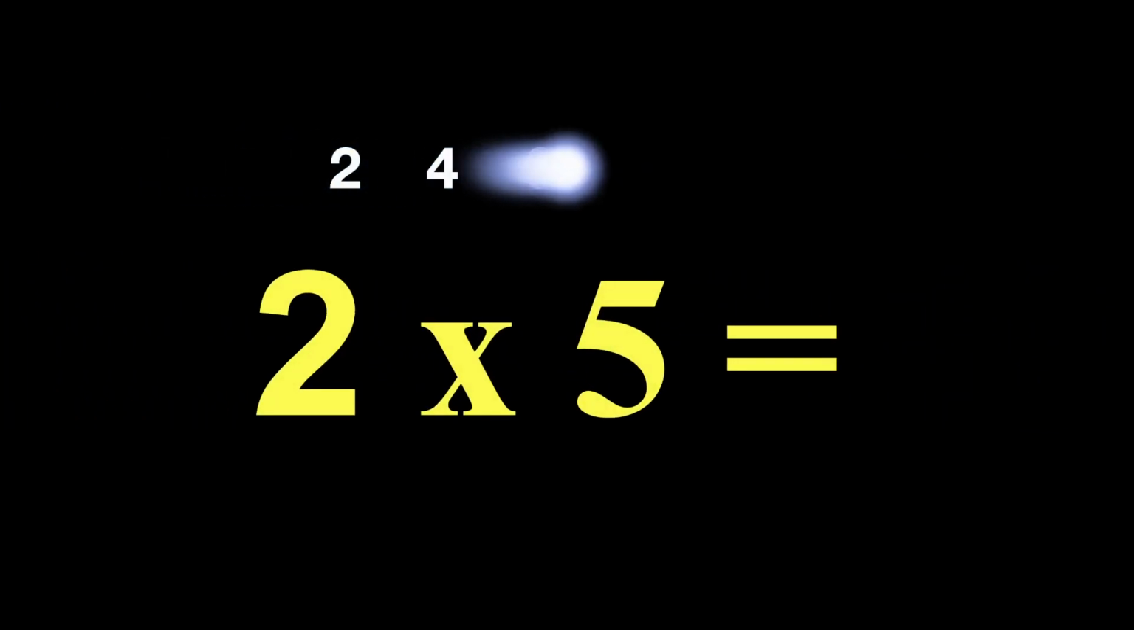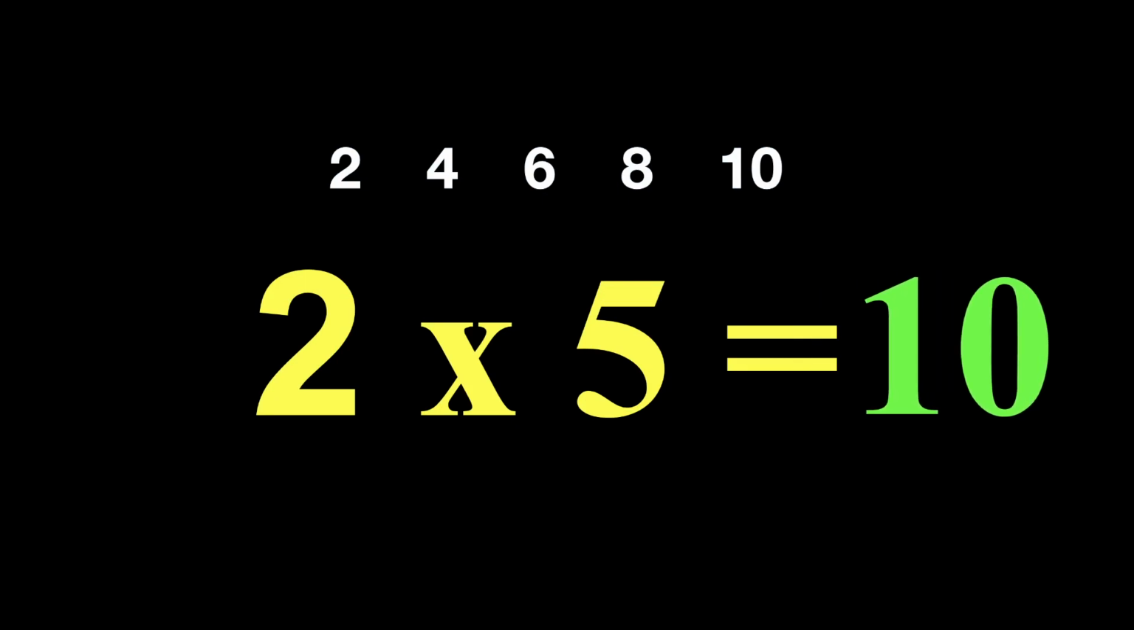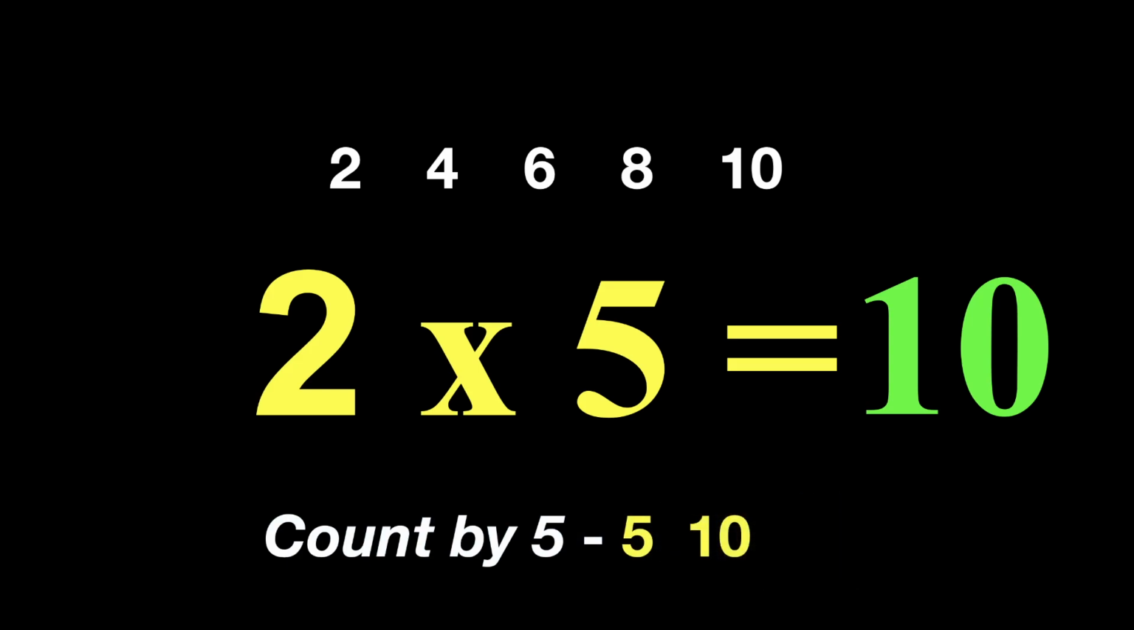2 times 5. 2, 4, 6, 8, 10. 2 times 5 is 10. Not bad. Or you can count by 5s 2 times. For example, 5, 10. Either way, you would still get the same answer. Good one.